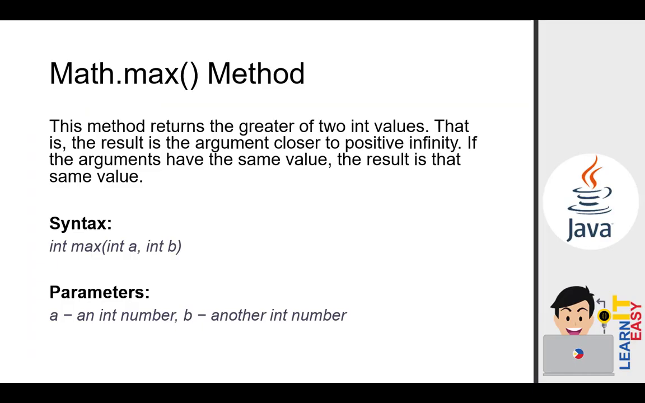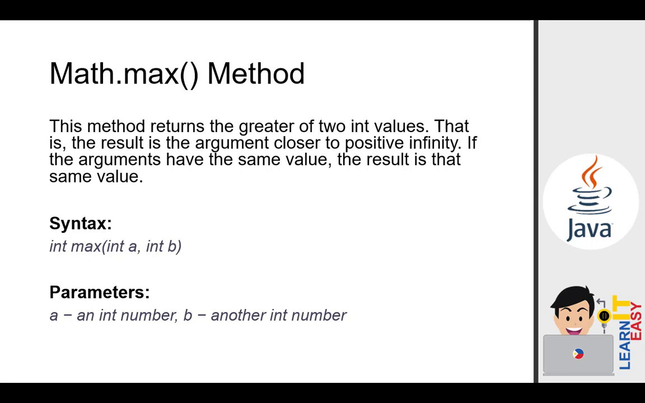Next method is yung tinatawag nating max method. This method returns the greater of two integer values. That is, the result of the argument closer to positive infinity. If the arguments have the same value, the result is that same value. So in short, kapag ginamit natin yung function na to, i-return lang niya yung mas malaking value between doon sa dalawang number na ipinrovide mo.